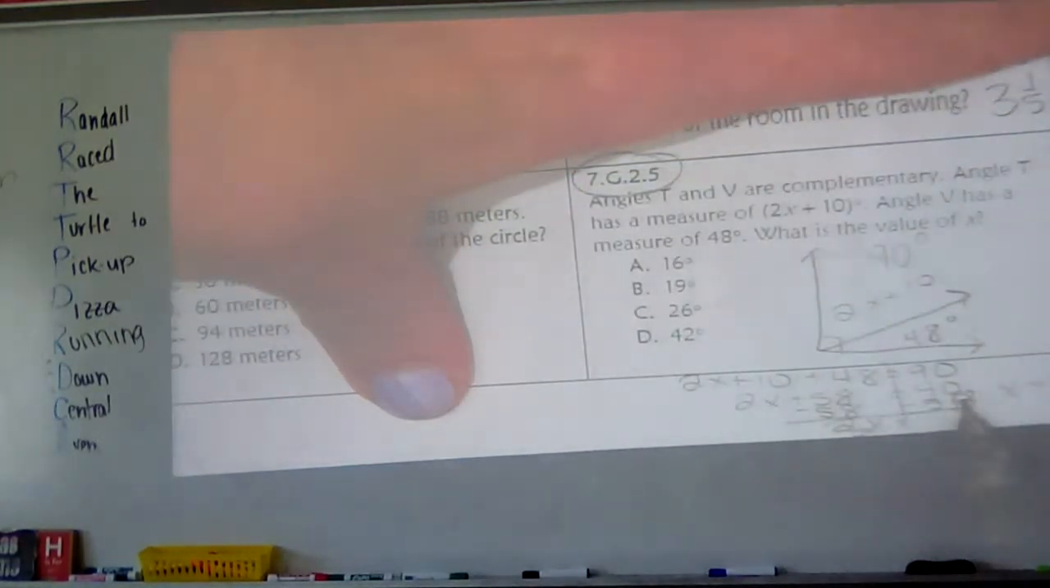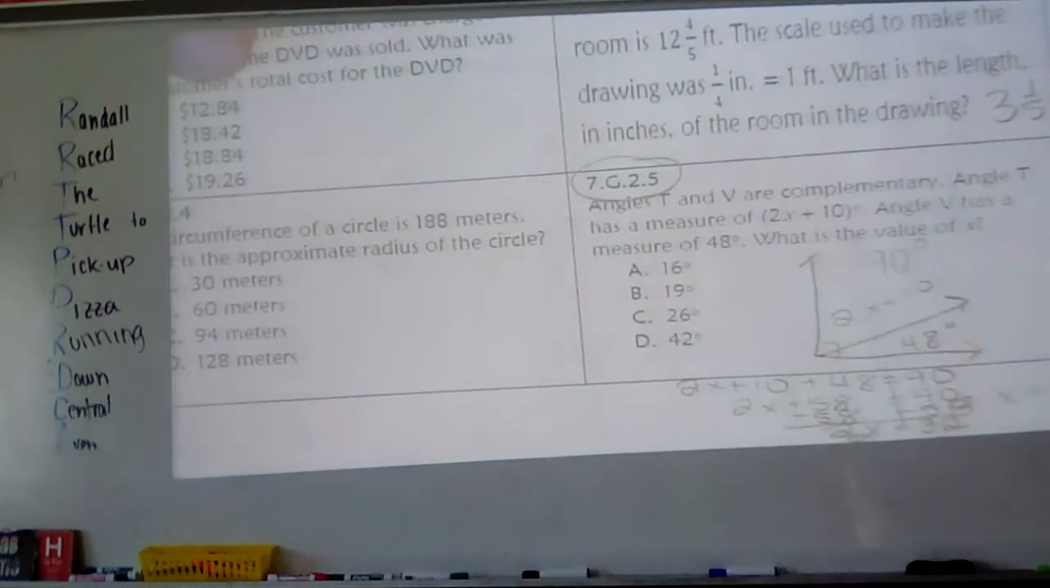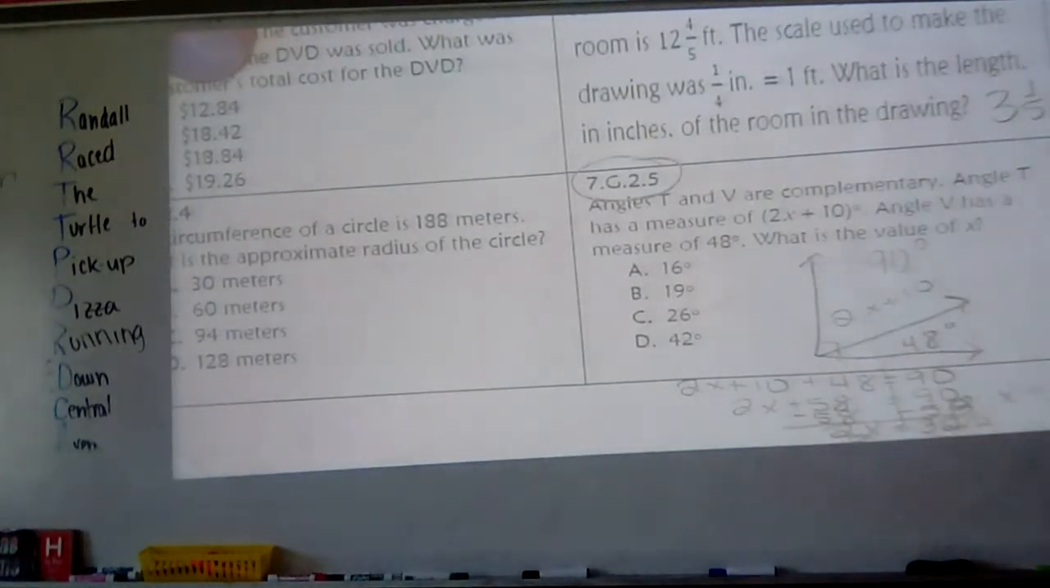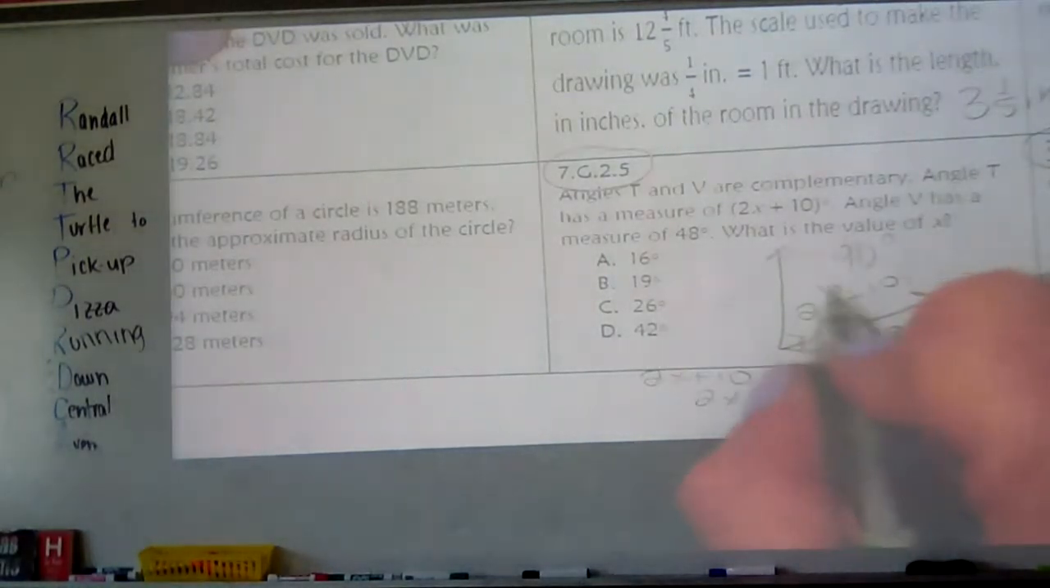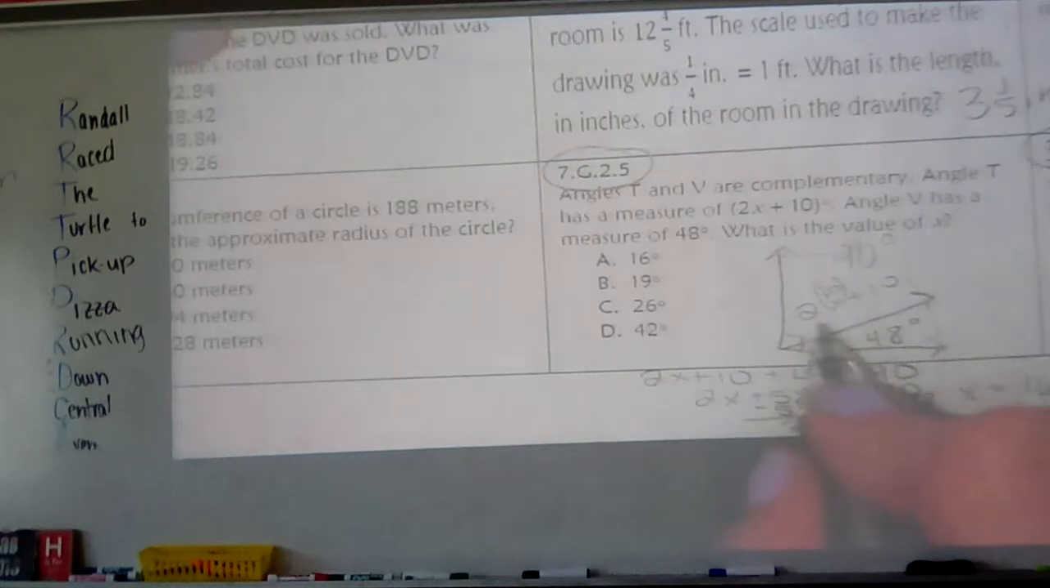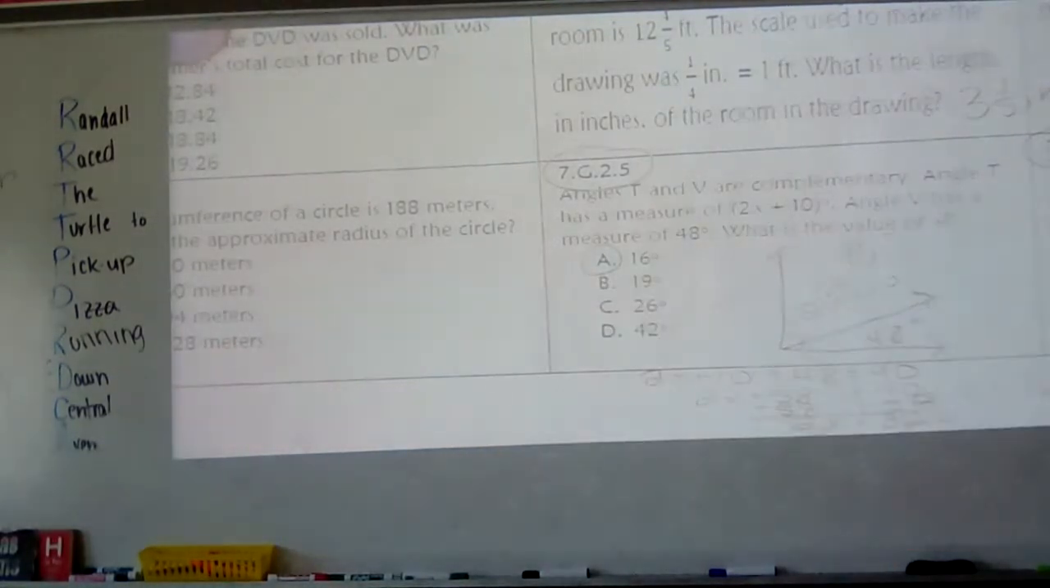So 90 minus 58 will give me 32. Sorry about that, that was my typo, or my error. 2x equals 32. Divide by 2. That's going to be x is equal to 16 degrees. And if I want to double check that, I can plug in 16 in place of my x. I have 2 times 16 is 32, plus 10 is 42, plus 48 is 90. So my answer would be 16.